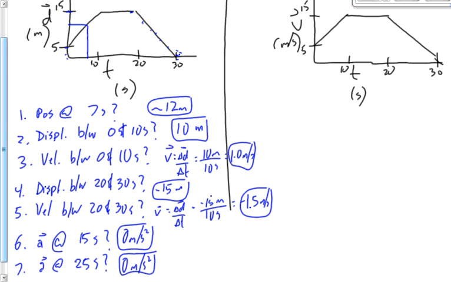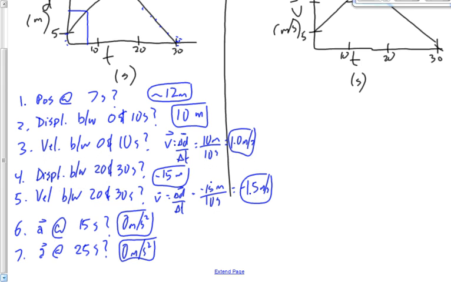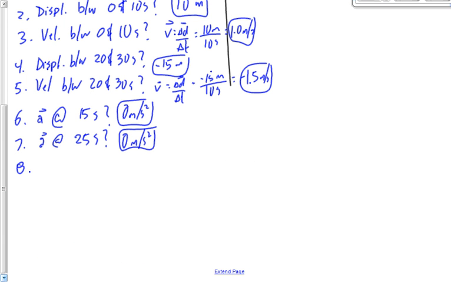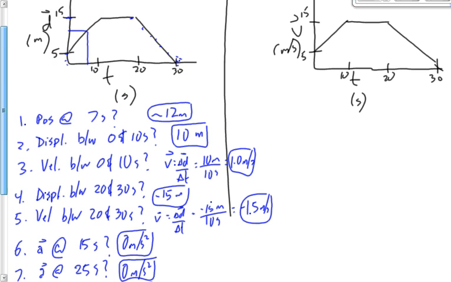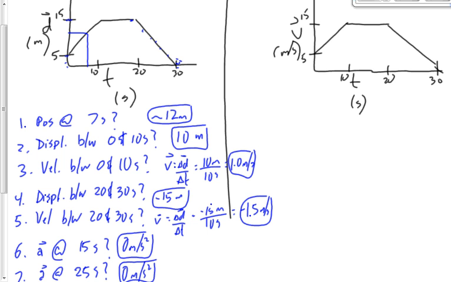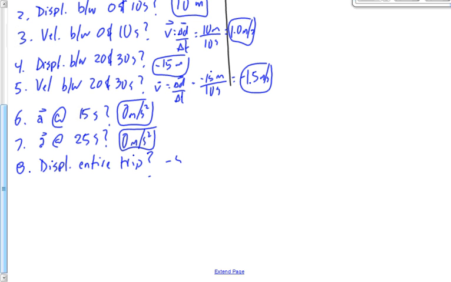Finally, one last question. Actually, 2 more questions. The displacement for the entire trip, or for the entire graph, the displacement will be, tell me this right now, quick. Bart? Negative 5 meters, because it's final position minus initial. Final is 0, initial is 5, so the displacement will be negative 5 meters. Good.